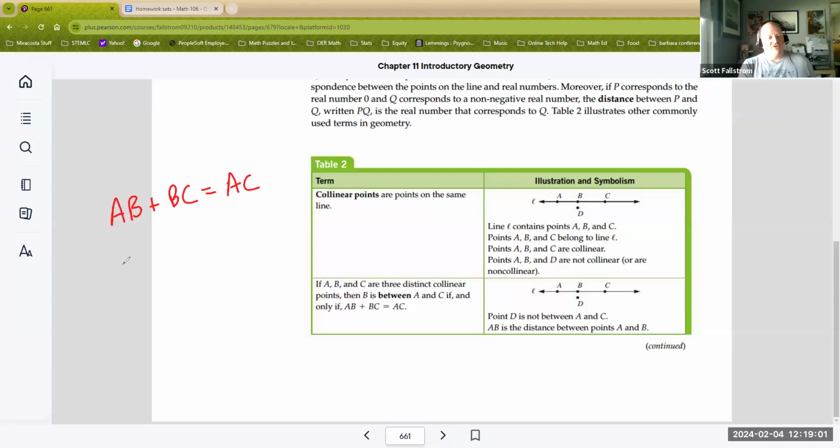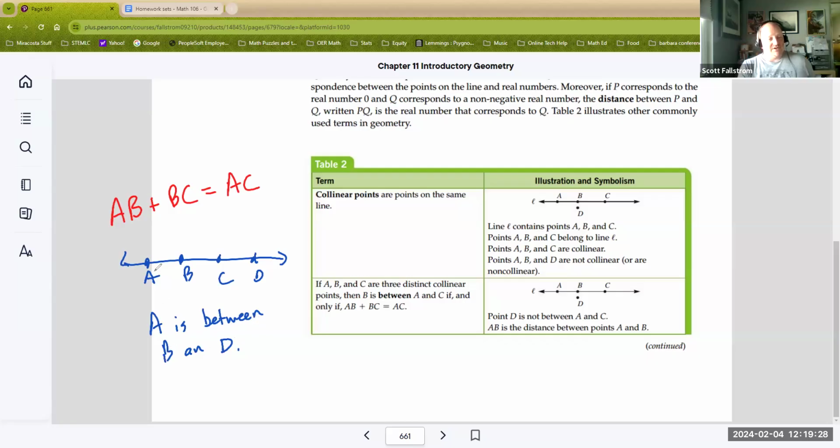So now let's check our own line. Here's a line. Here's A, here's B, here's C, and here's D. There they are. And I will say, aha, A is between B and D. Now, is A between B and D?